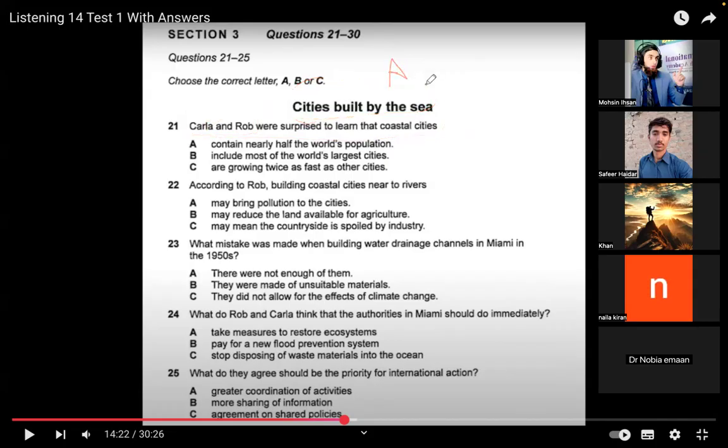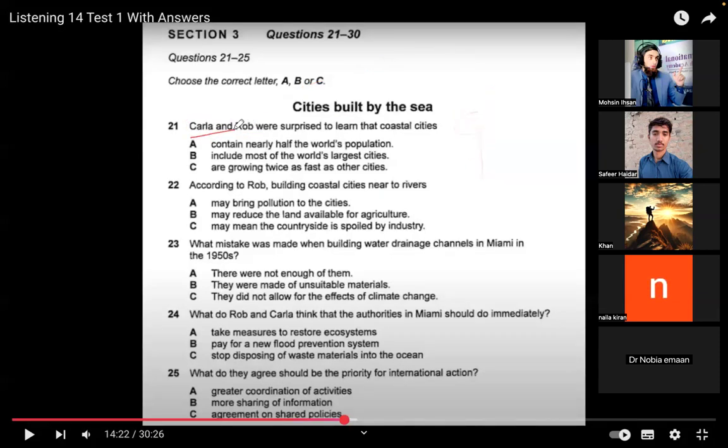IELTS listening and speaking are 100% the same for general and academic students, right? So in IELTS listening section 3, you hear an academic discussion based on this topic. Two students' names are Carla and Rob. Your mind is ready for the format, and that a tutor is going to discuss.